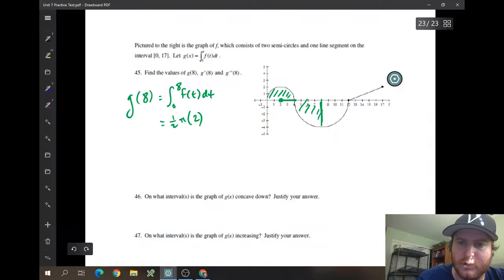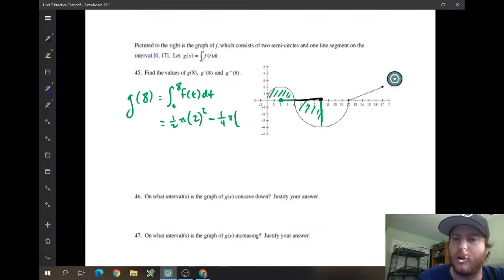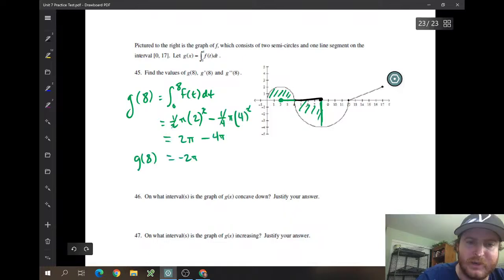Then minus 1/4 pi times, now this time, the center of the circle is right here. So this radius is from 4 to 8, so that radius is 4. So one of the 4's can cancel. One of the 2's can cancel. So we end up with 2 pi minus 4 pi. So we get negative 2 pi. So g of 8 is negative 2 pi. It makes sense that we got a negative answer because this bottom area looks a little bit bigger.